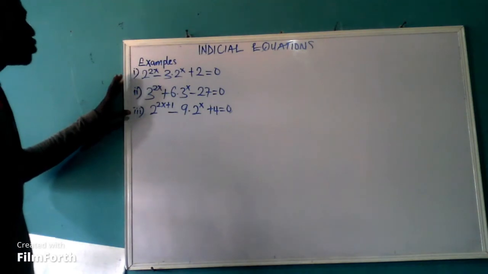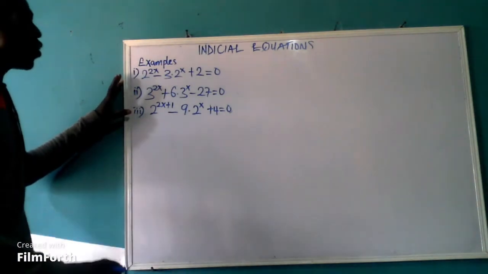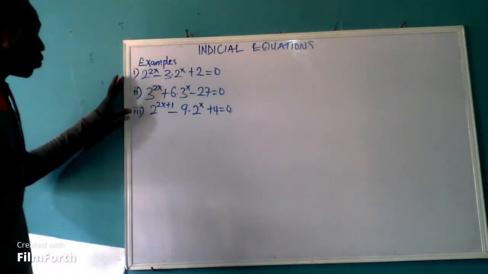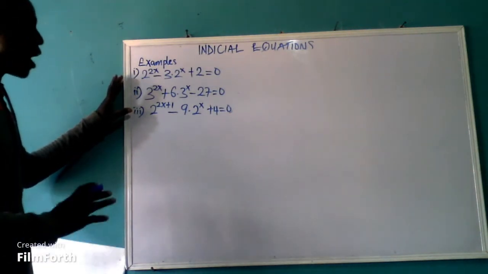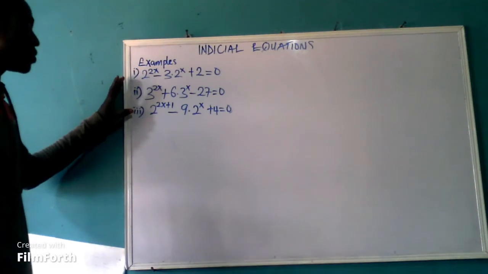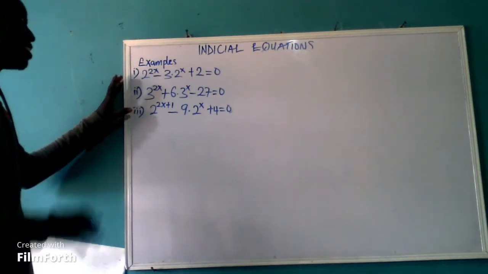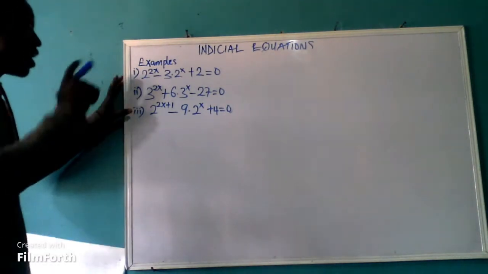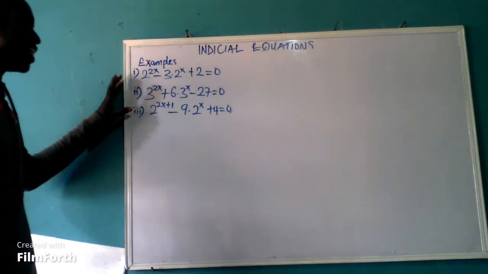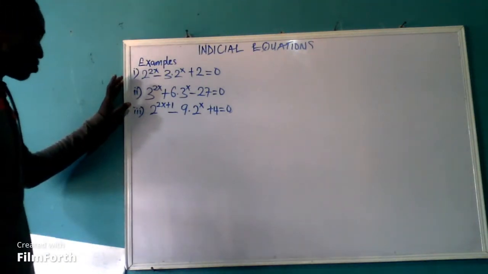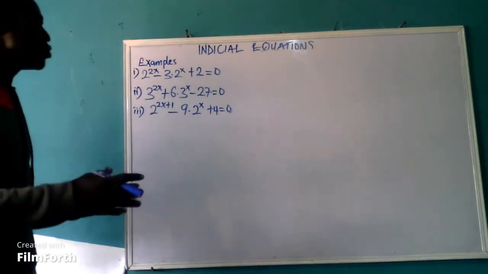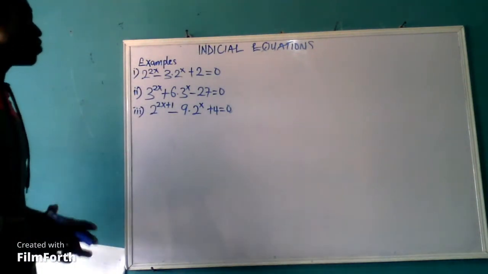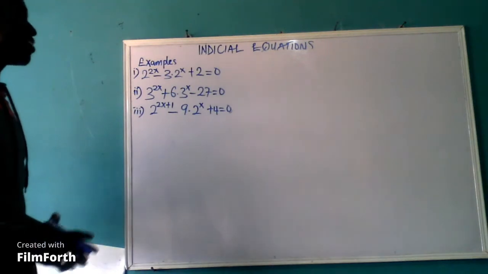Number one, you will need to apply your knowledge of the laws of indices. Majorly, when you want to transform this equation, you will have to apply the laws of indices, and after you have transformed it, the result it gives you, most of the time, comes as a quadratic equation. And you know that you will need to apply your knowledge of the solution to quadratic equations.